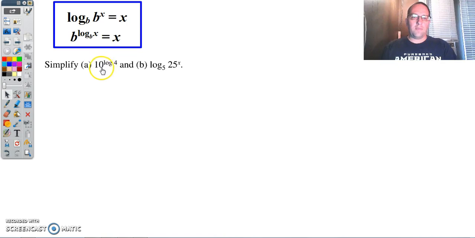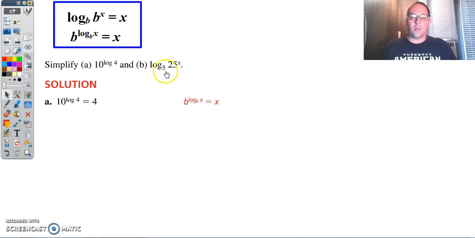We have 10 raised to the power of log of 4. Here you'll notice there is no base on the logarithm. But if there's no base, this is the common log, which means it's base 10. So the base of our exponent is 10, and the base of the logarithm is 10, so that all just cancels out, and we end up with 4, just the argument of the logarithm.